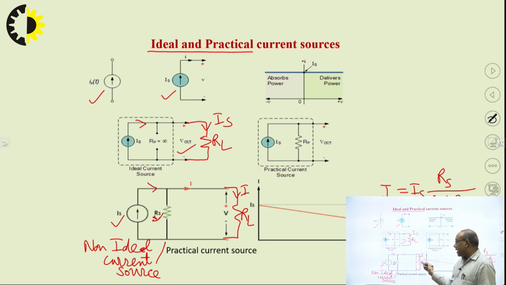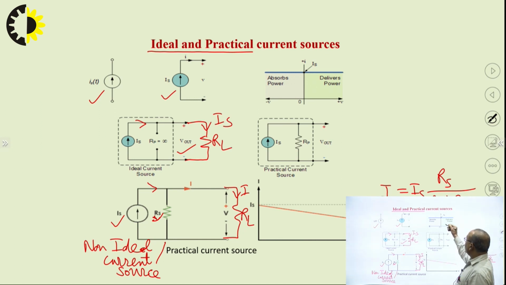Since Rs and RL are connected in parallel with the current source, on applying the parallel current division rule we can find the current in any parallel branch. So the current I will be given by Is into Rs upon Rs plus RL, where I represents the load current in the load resistance. Here we can see that with the increase in load resistance, the current passing through the load will decrease. On that basis, we can see the characteristic.